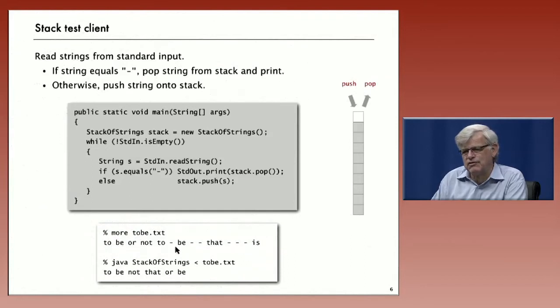Then when it comes to this hyphen, it'll pop the most recently inserted item, which is 2 in this case. Then it'll put B on the top of the stack, and then pop the top item on the stack, which is now B, and then pop the item most recently added, B's gone, 2's gone, so the next is not, and so forth. So this is a simple test client that we can use to test our implementations.